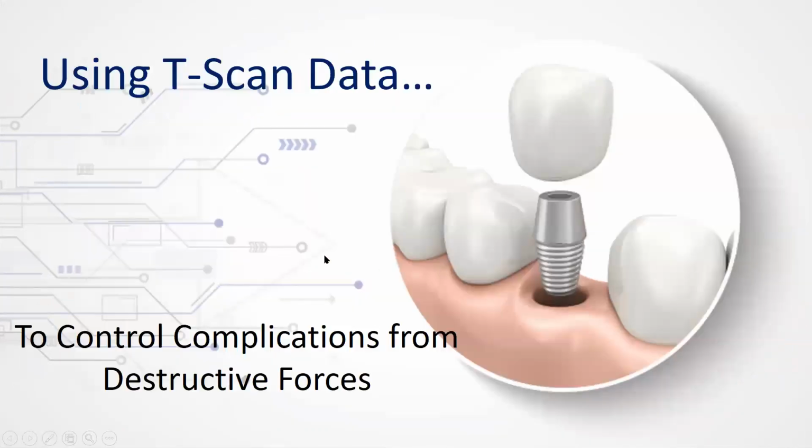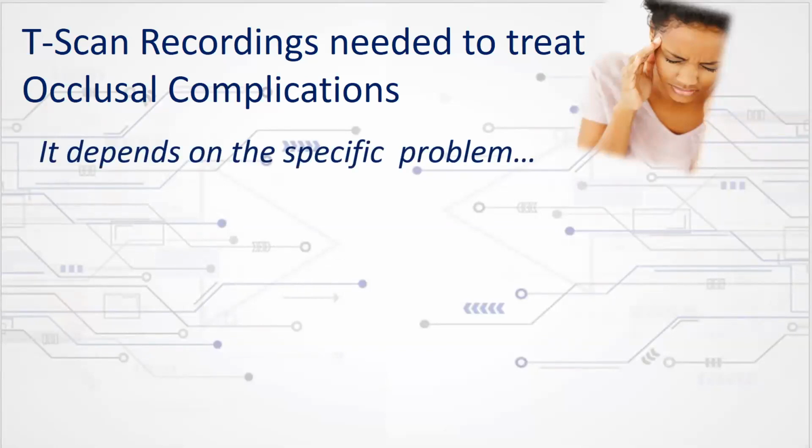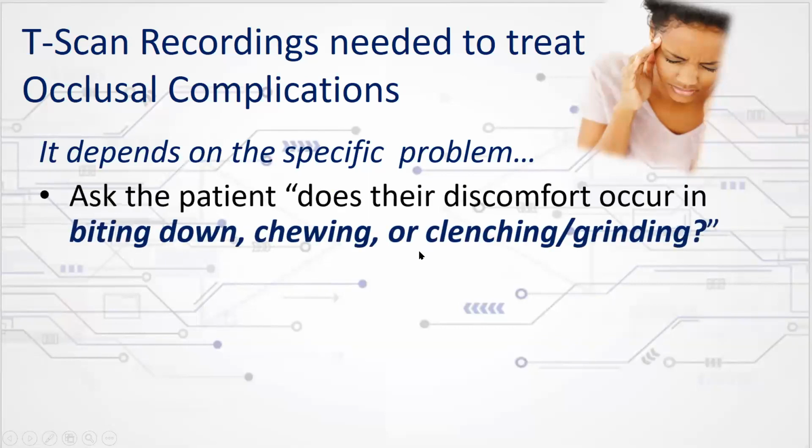So we talked about delivery. Let's talk about complications, how we control complications. To control complications, you need to really understand the specific problem, and make a recording that matches up to that problem. So it's very important to ask the patient, does their bite discomfort occur when they're biting down on their teeth, chewing, or clenching and grinding? And that answer dictates what recording you make.